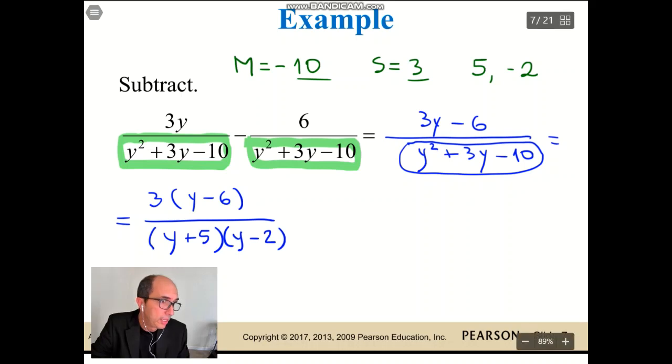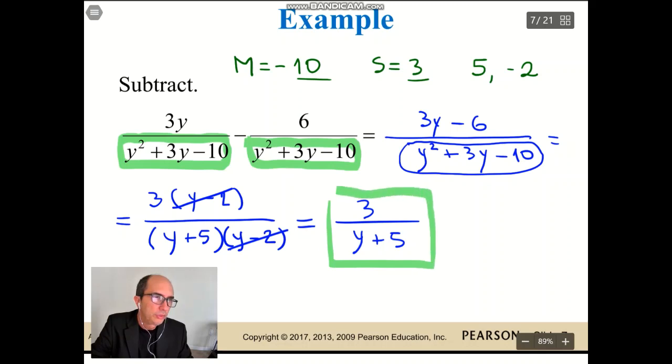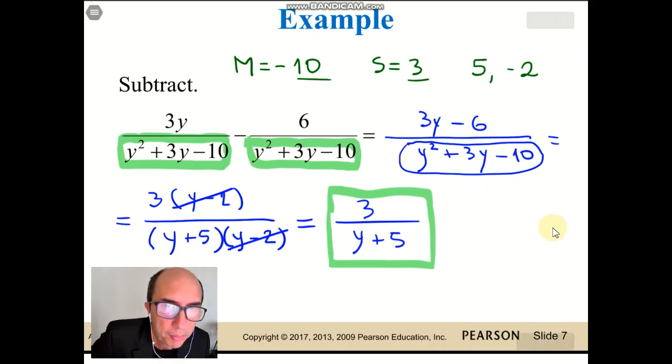Actually, I made a mistake, sorry. Let's fix this. This is not 6. This is 2. Because now, after factoring the denominator, you can simplify. See? You can simplify here. And then you have as the simplest rational expression 3 over y plus 5. This is going to be the solution. Always try to find the simplest rational expression as the solution of the problem.